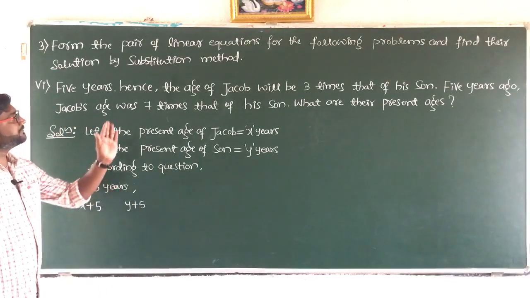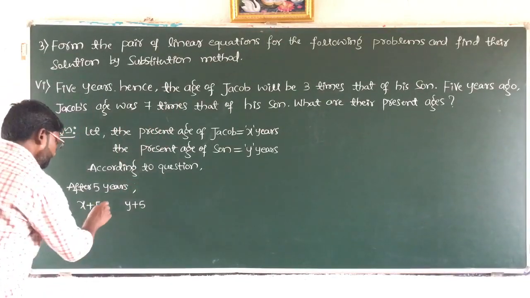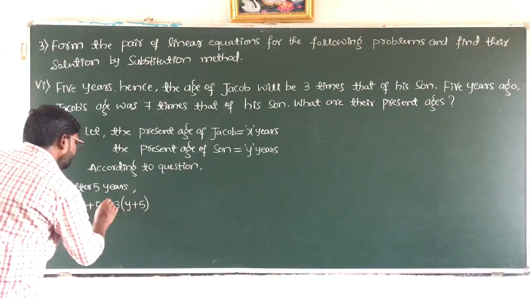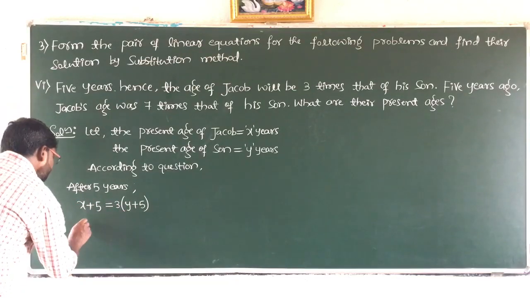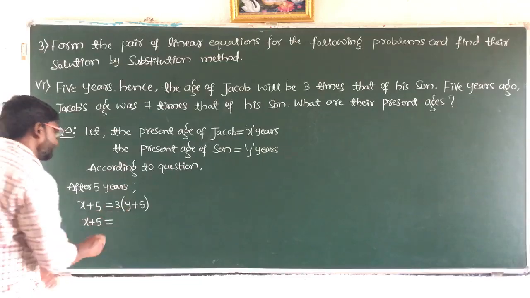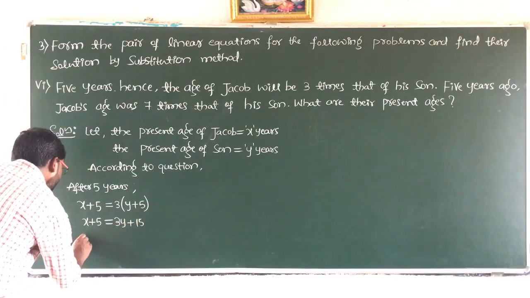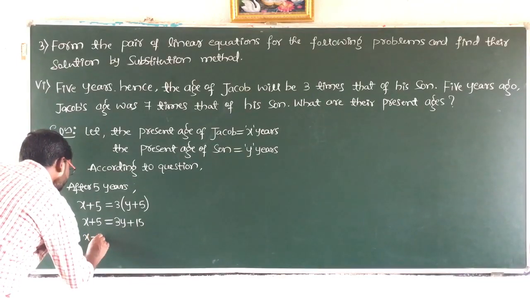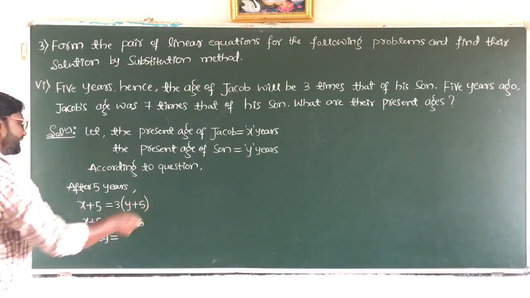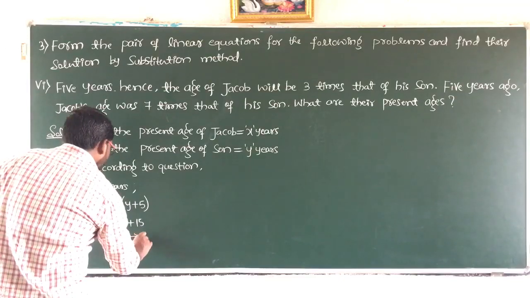Now after 5 years the age of Jacob will be 3 times that of his son's age. So age of Jacob will be x plus 5. So now x plus 5 is equals to, multiply 3 inside the bracket, we get 3y plus 15. So now this can be written as x minus 3y, which is equals to, take 5 to the RHS, it becomes minus 5, we get 10. I call this as equation number 1.